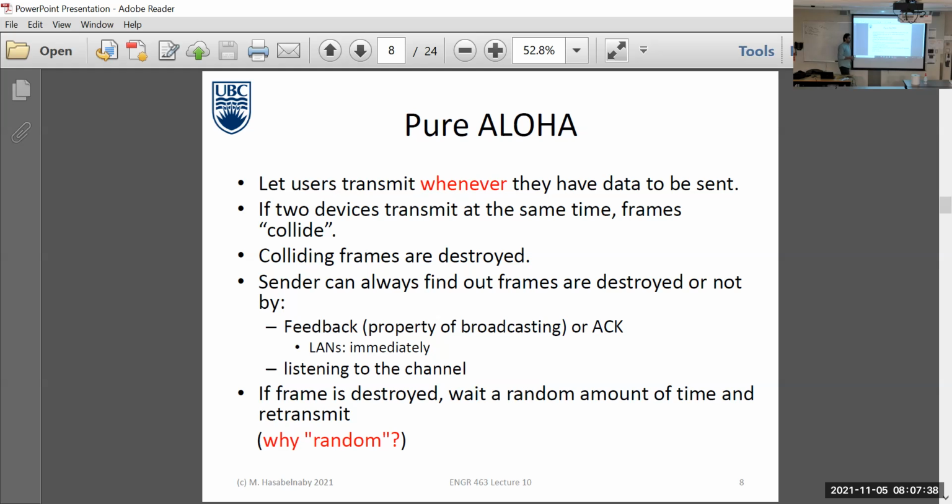In pure ALOHA, the basic idea: each user transmits whenever they have data to send. Once you have a frame you want to send, transmit. As I told you, there is no coordination with other users in the same network. Once I have a frame, I transmit. I consider this channel my own channel, and I can transmit at any time. So if two devices transmit at the same time, the frames will have collisions. Collision means lost or destroyed.